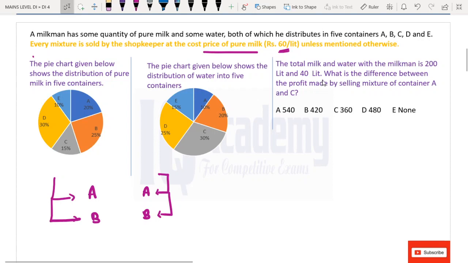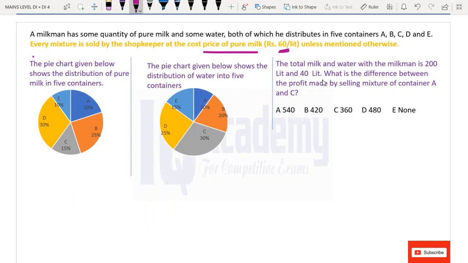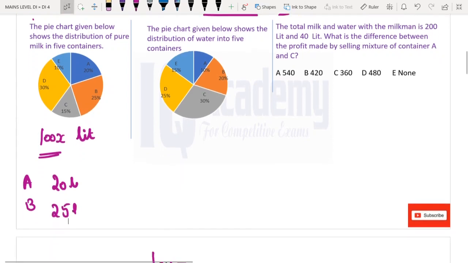Then in the chart, the pie chart given below shows the distribution of pure milk in 5 containers. So what it means, the pie chart shows in case he has 100x liters of pure milk. We don't know how much quantity of pure milk he is having. We took it as 100x liters. So in A, how much milk will he add? 20x liters. In B, how much milk will he add? 25x liters. Like that, you can find it for C, D and E also.